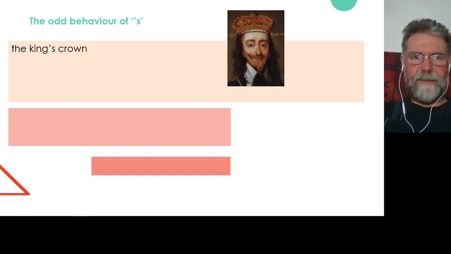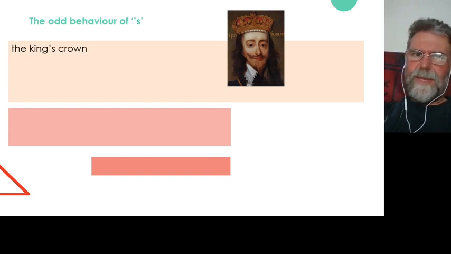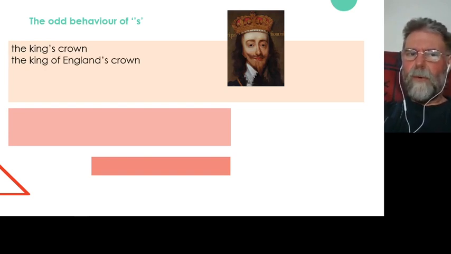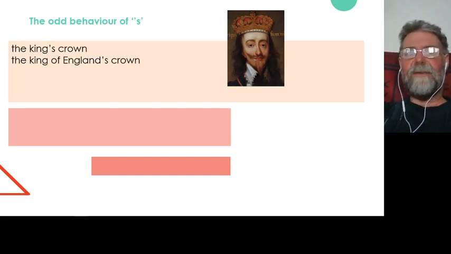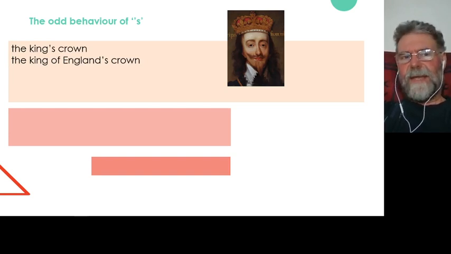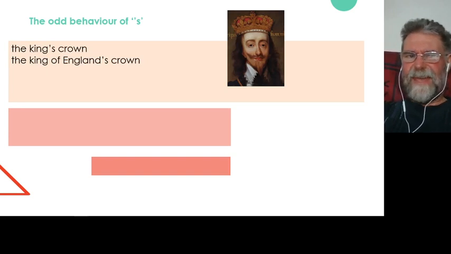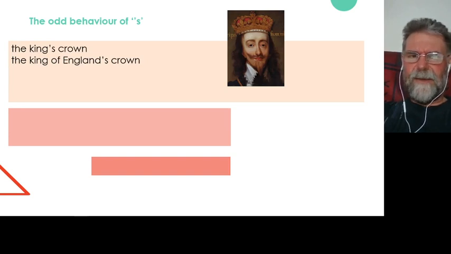Okay, so it's king's crown. However, if we make a slightly more complicated possessor and have the phrase the King of England as the possessor, note this time the S attaches itself not to king but to England.